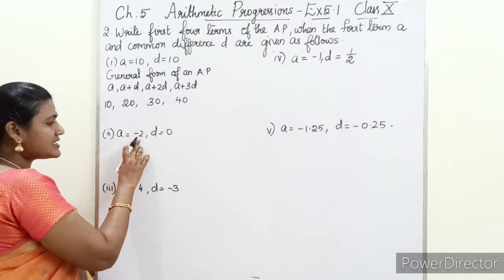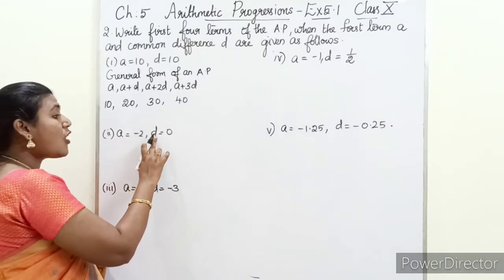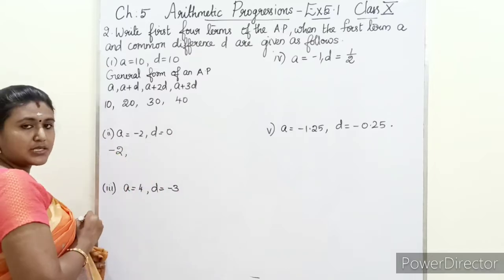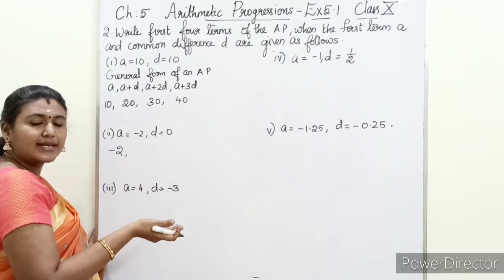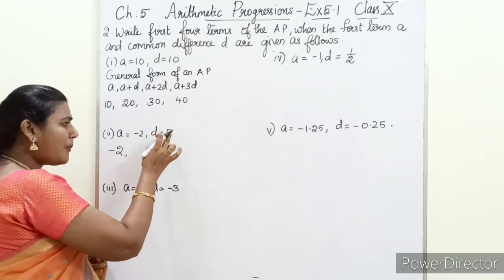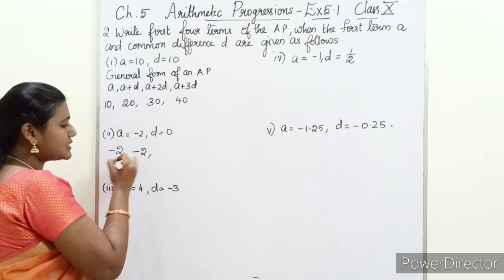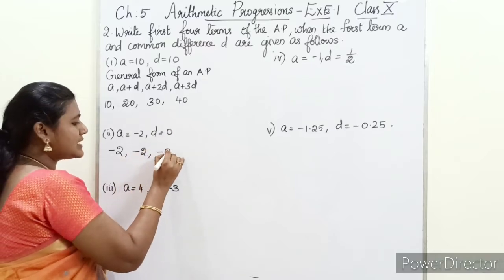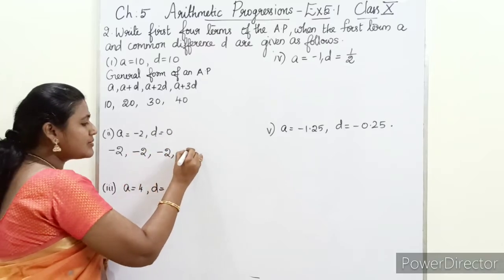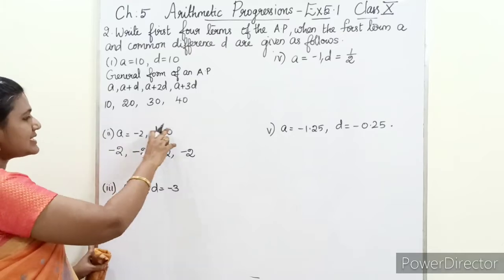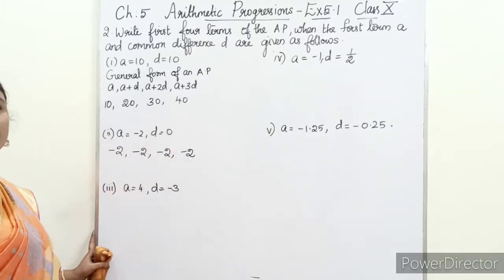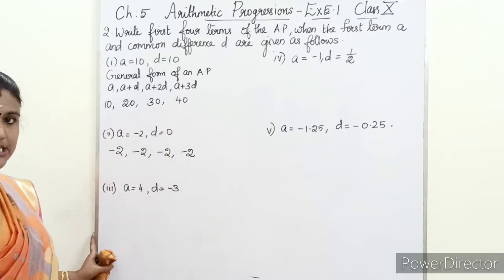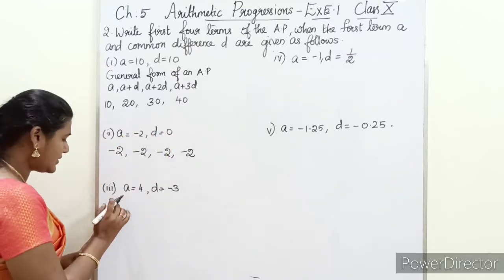So here the first term is minus 2 and the common difference is 0. So the first term we will write as minus 2. How will you get the second term? Minus 2 plus 0. So what will you get? Minus 2 only. Again the third term is minus 2 plus 0, that is minus 2, and the fourth term is also minus 2. So for this AP, the first four terms are the same, that is minus 2, since the common difference is 0.